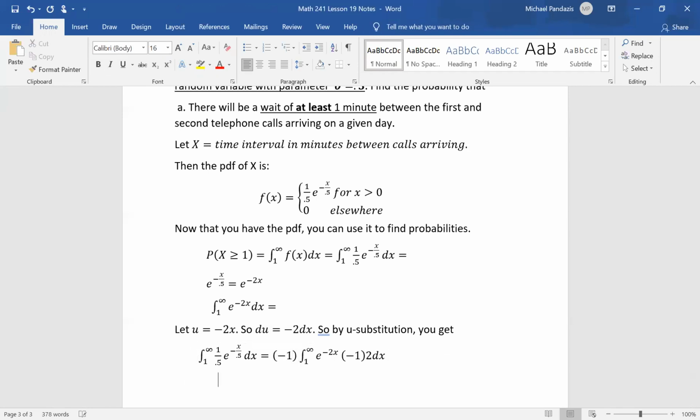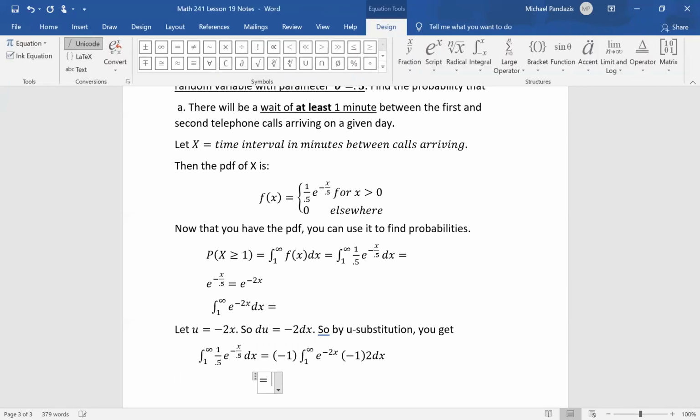And so then this is equal to this step integral. So you have e to the negative 2x, which is u. Negative 2 dx is du. This is du. That's e to the u. And when x is 1, you get negative 2. And when x equals infinity, x at infinity is the same as u at negative infinity. So you get that integral there. Okay.